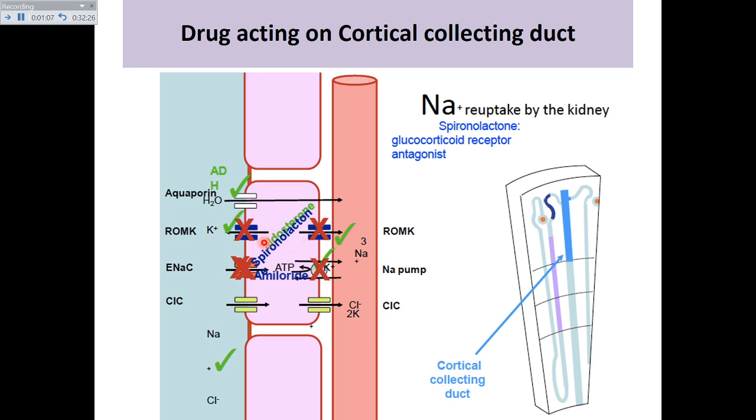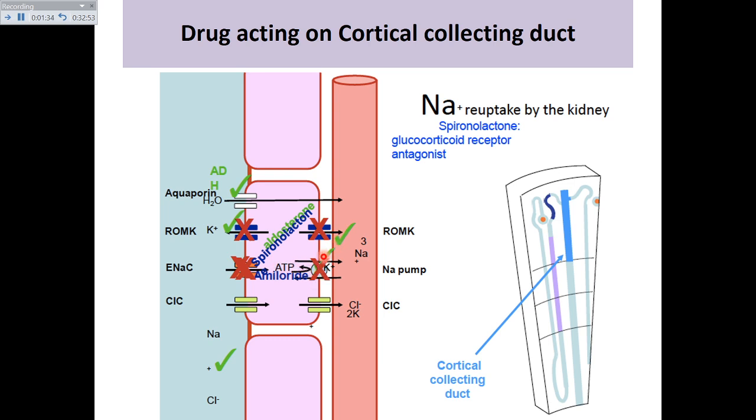It acts on the receptor for aldosterone. Aldosterone is a hormone in the body that causes reabsorption of fluid. Aldosterone causes reabsorption of sodium and excretion of potassium. Reabsorption of sodium causes reabsorption of water also. How does aldosterone do that? This is the area that aldosterone works on.